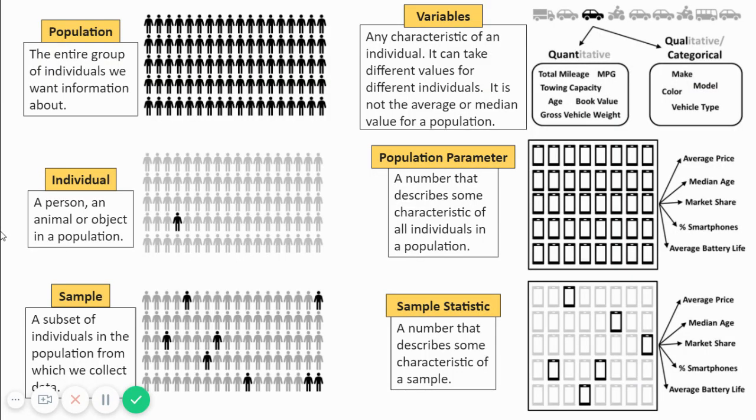What we need to pay attention to throughout this unit is the difference between the population and the sample. Every individual is a part of the population and could be a part of your sample. The variables may be quantitative or qualitative. We describe populations using parameters. We describe samples with statistics.